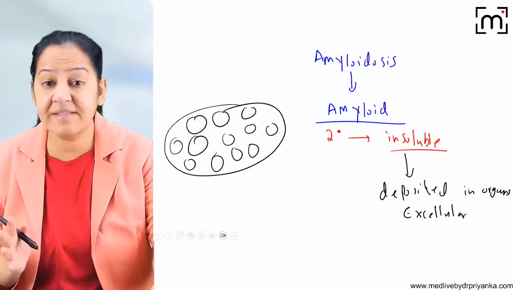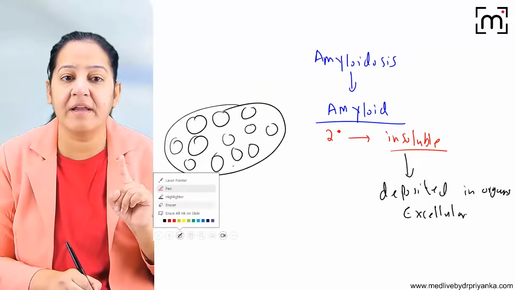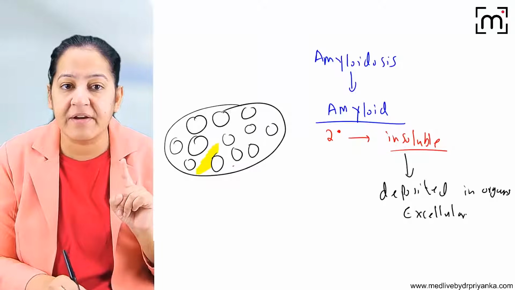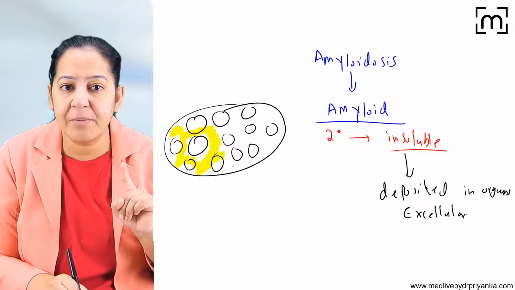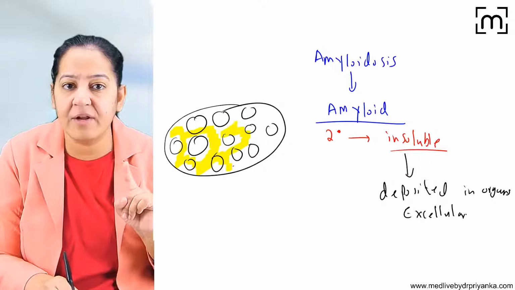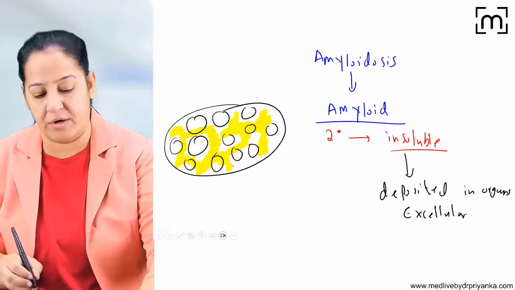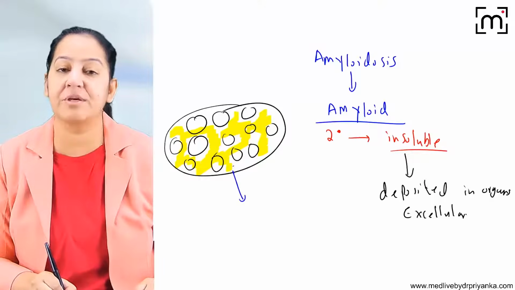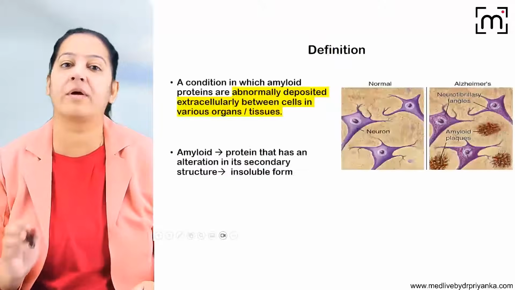Now here, where is the amyloid deposited? The amyloid is deposited extracellularly. Let me draw it. So it is depositing here, extracellularly like this, and it is compressing the cells of that organ. So that organ produces the failure and the symptoms. So amyloidosis is a multi-organ involvement.